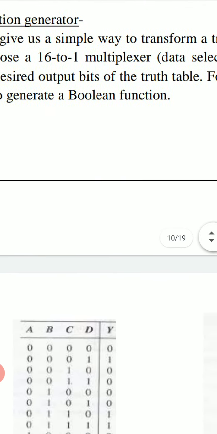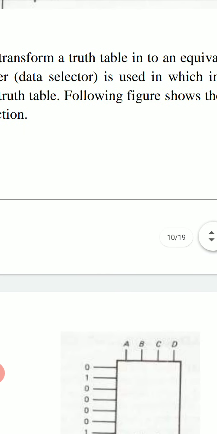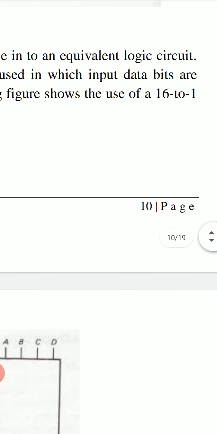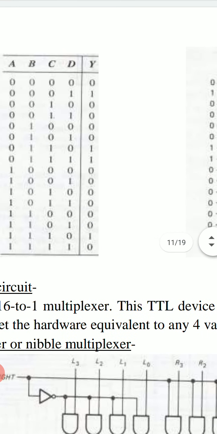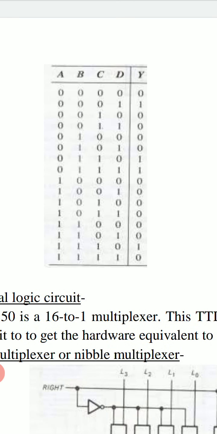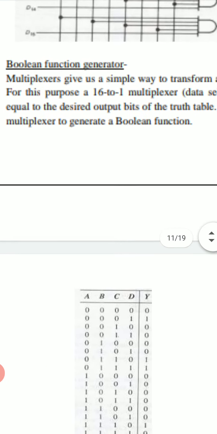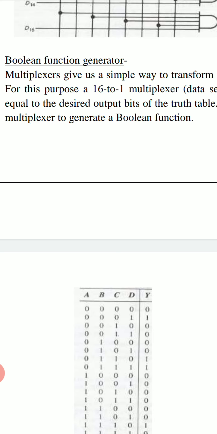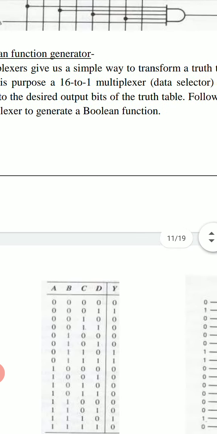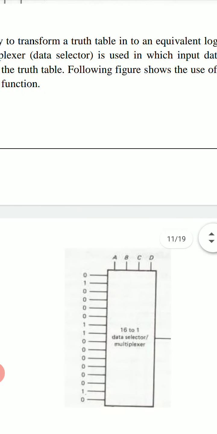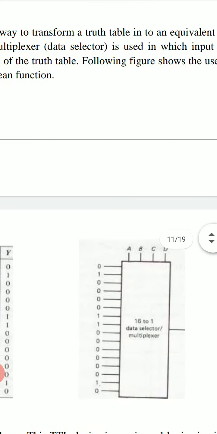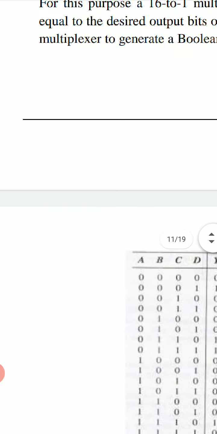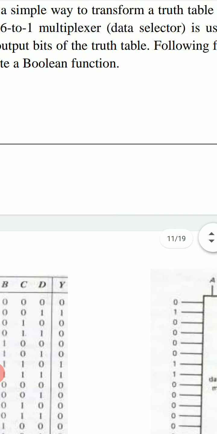Multiplexers give us a simple way to transform a truth table into an equivalent logic circuit. If this is a truth table and we want to find a logic circuit which produces this truth table, then this is done by using multiplexers. For this purpose, a 16 to 1 multiplexer is used, in which input data bits are equal to the desired output bits of the truth table.